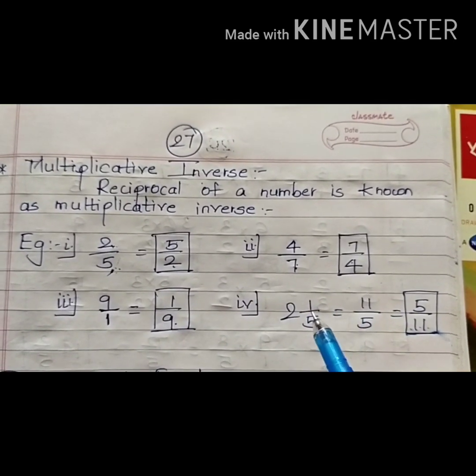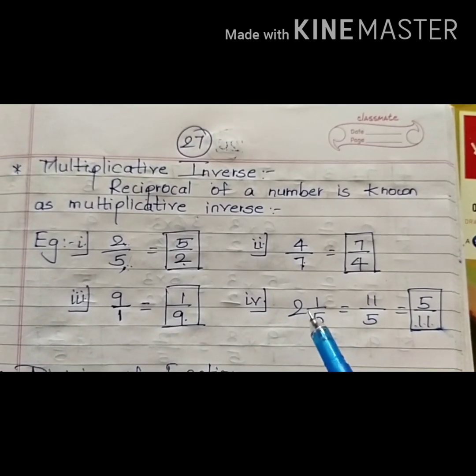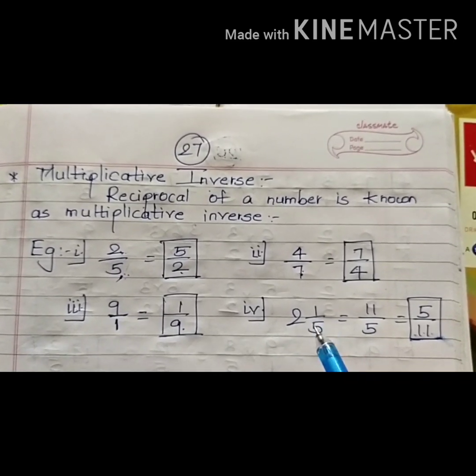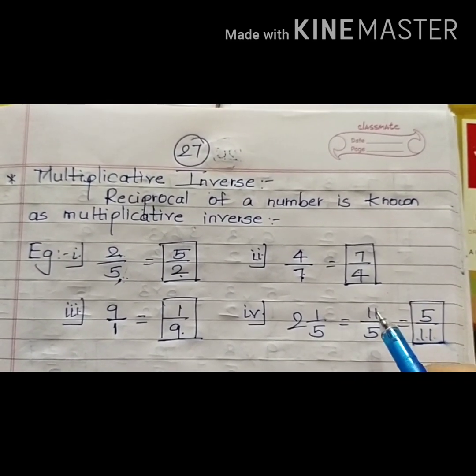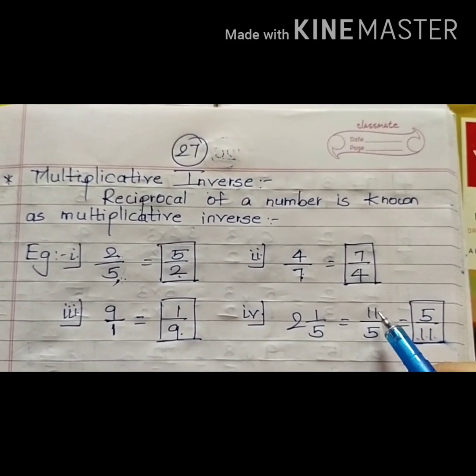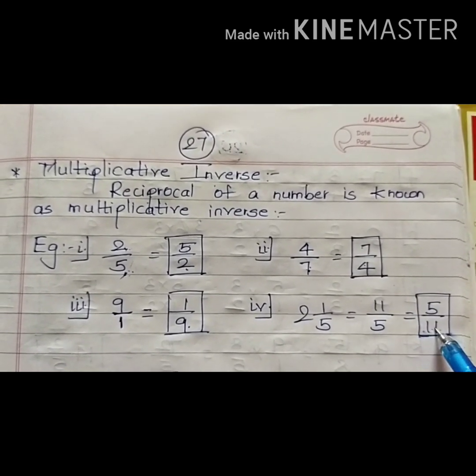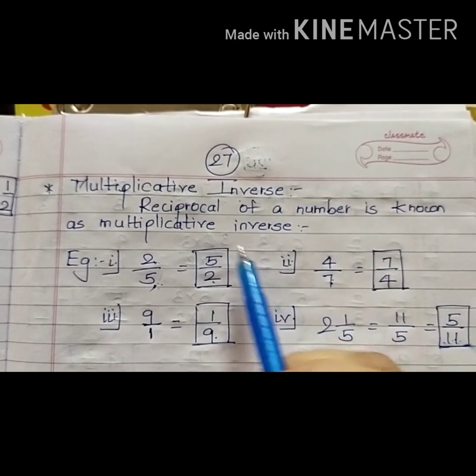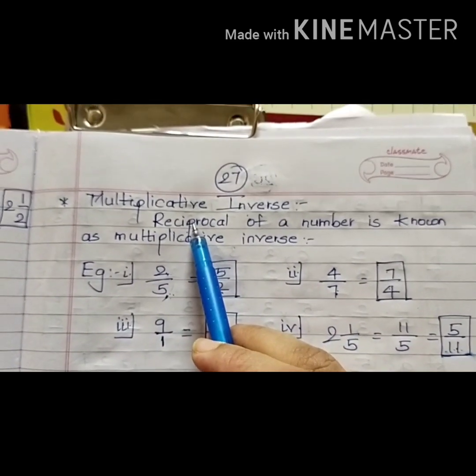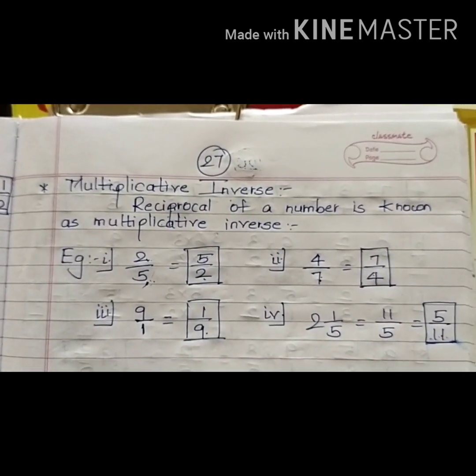And the last one, this is a mixed fraction. The very first thing you have to do is convert it into an improper fraction. I get it as 11 upon 5. So, the reciprocal of 11 upon 5 will be 5 upon 11. So, this is what is known as reciprocal or multiplicative inverse.